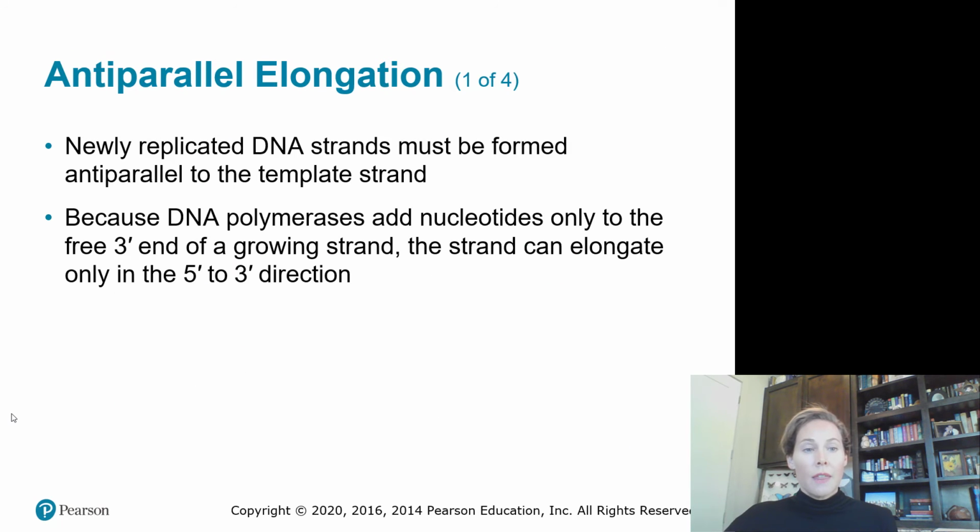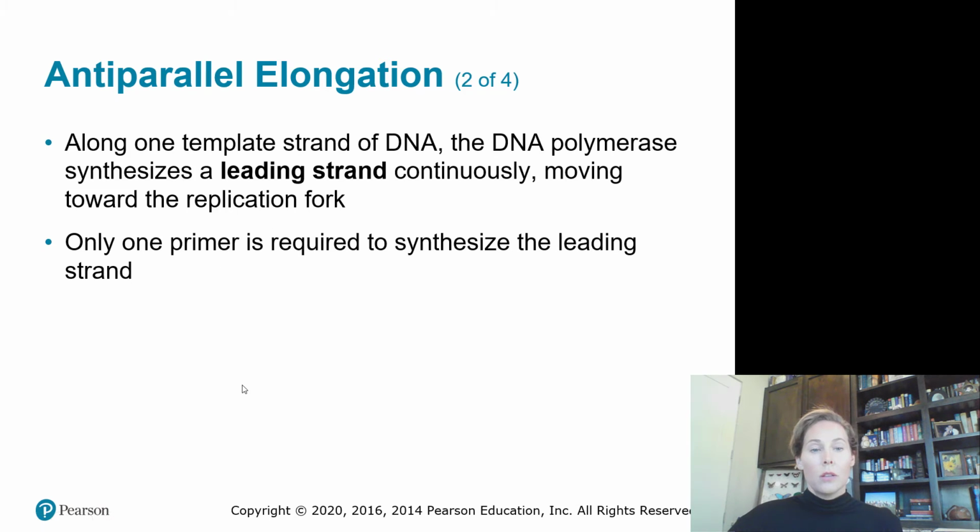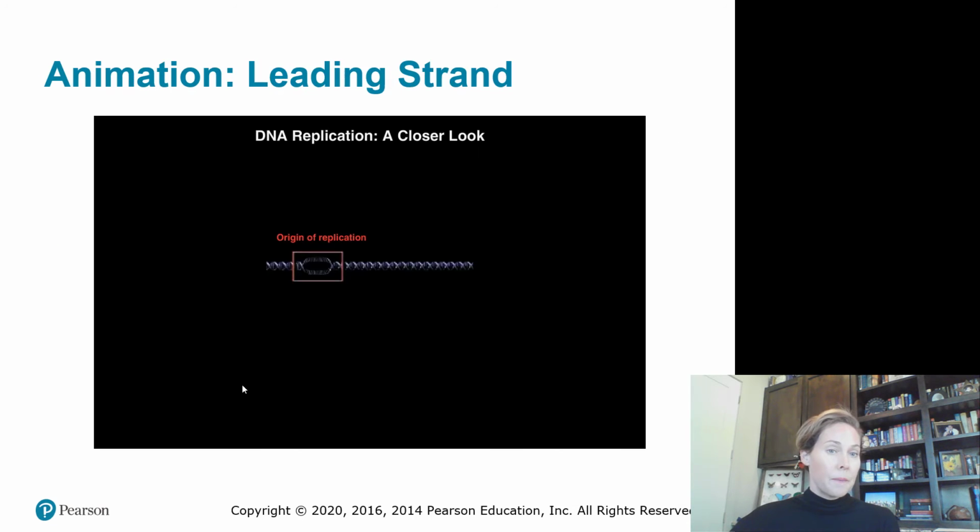So we say that DNA replicates in an anti-parallel elongation. Because DNA polymerases add nucleotides only to the free 3' end of the growing strand, the strand can elongate only in the 5' to 3' direction. So it goes from 5' to 3' down. Along one template strand of DNA, the DNA polymerase synthesizes a leading strand continuously, moving toward the replication fork. Only one primer is required to synthesize that leading strand.